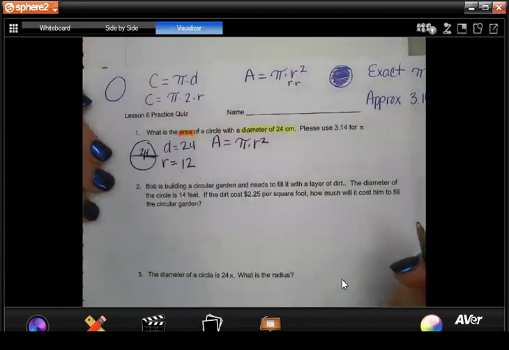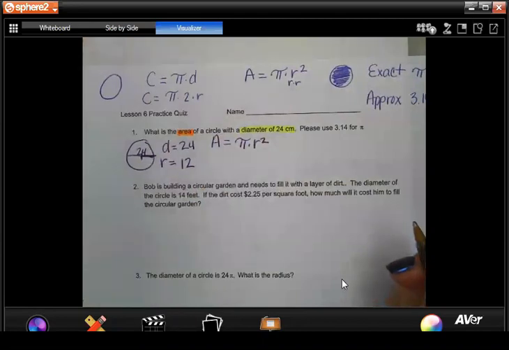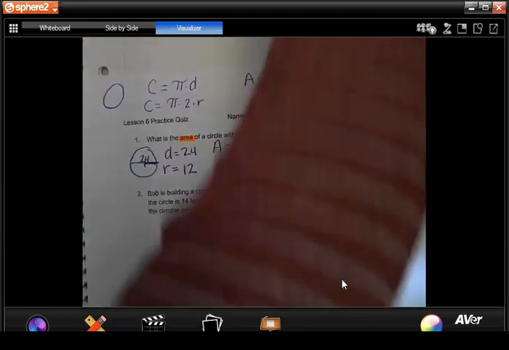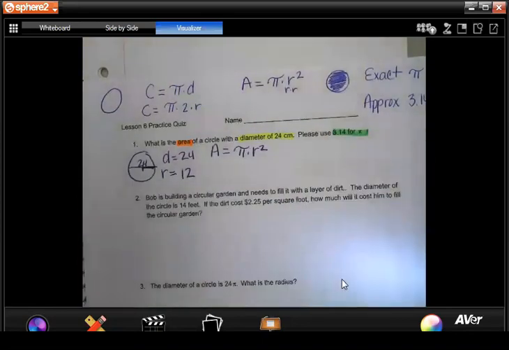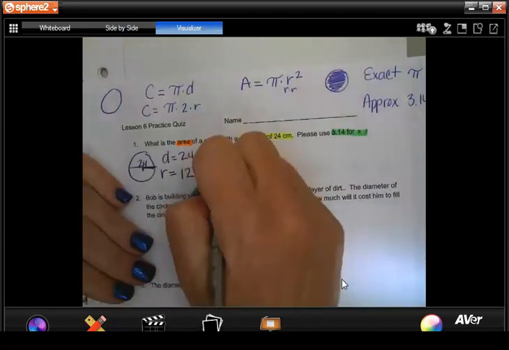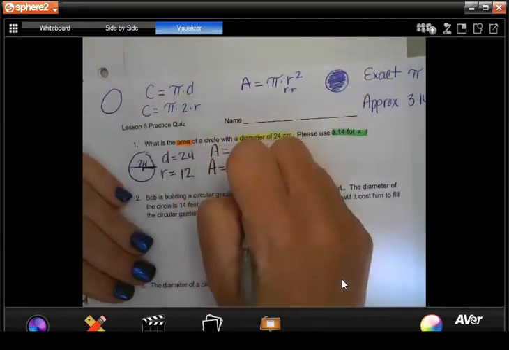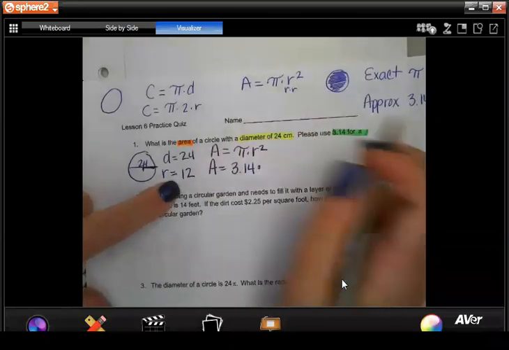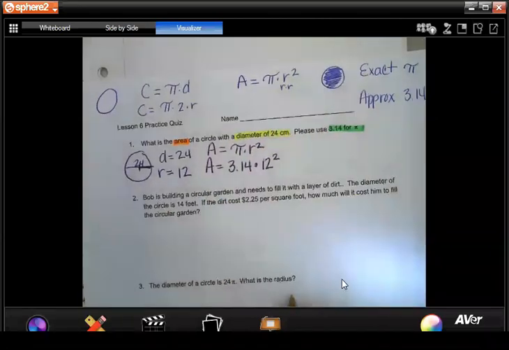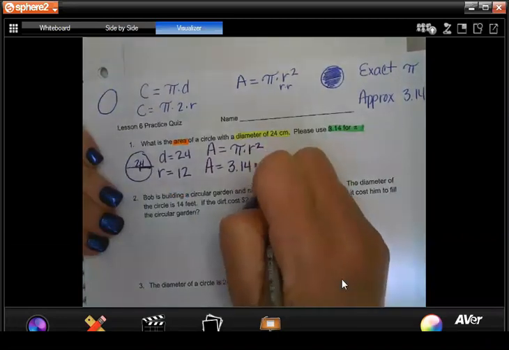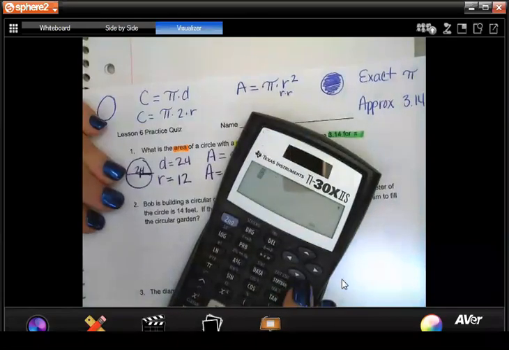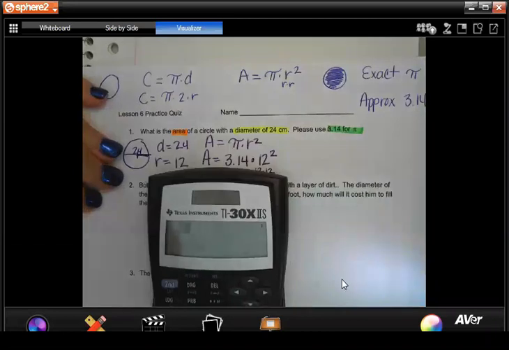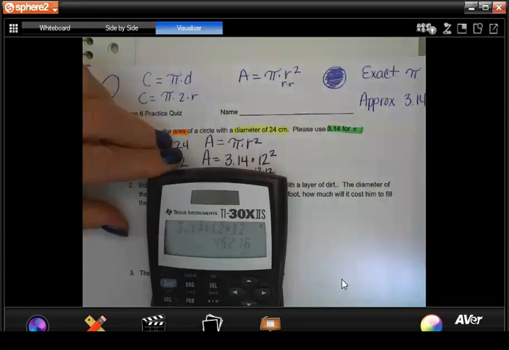So now that we know that, we're going to substitute in the information. The first thing that we are told is we're going to use 3.14 in for pi. So here's my formula. Area equals 3.14 times radius, which is 12 squared. So this is really 12 times 12, right? That's what 12 squared looks like. So this is where we use our calculators. 3.14 times 12 times 12. You could do that and get your answer.